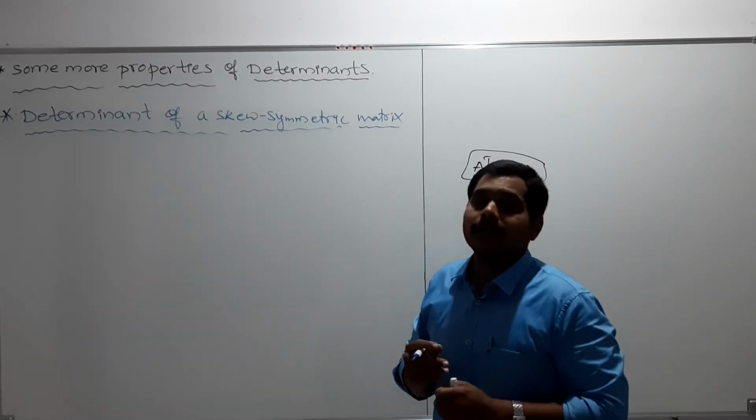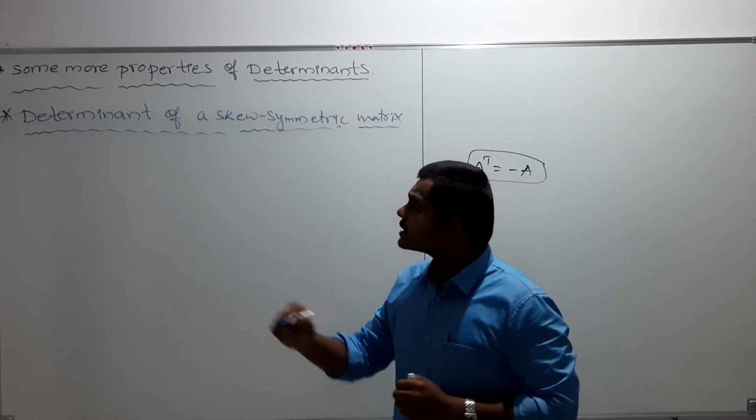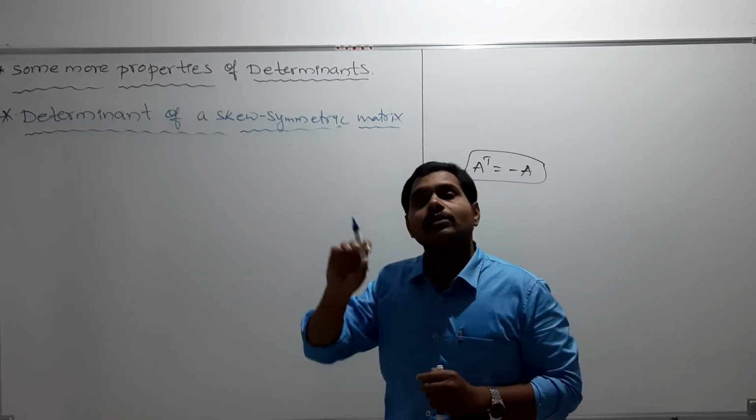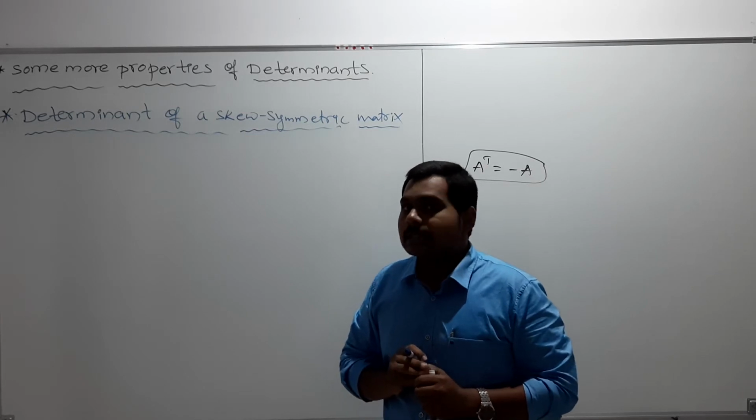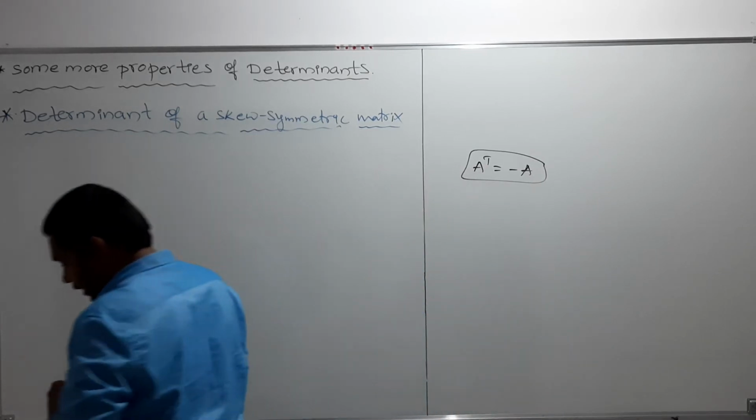And also I discussed that in a skew symmetric matrix all diagonal elements are 0. Clear? So now my students, for that I'll take one example.